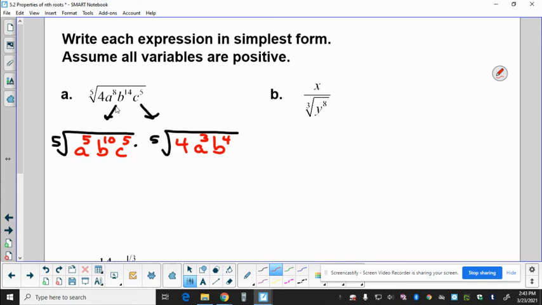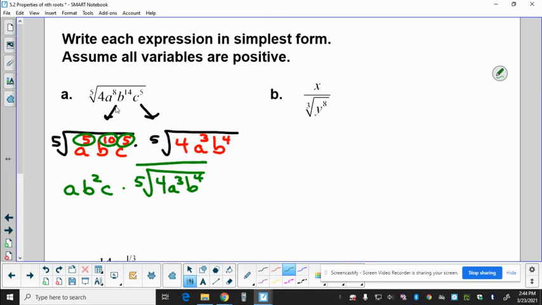So I'm ready to write my answer. I'm going to think about all of these terms inside of here as fractional exponents. What's 5 divided by 5? A to the 1st. What's 10 divided by 5? B to the 2nd. 5 divided by 5? C. And all this over here is a non-perfect root, so it needs to stay as is. And there's our answer. That's the best we can do.